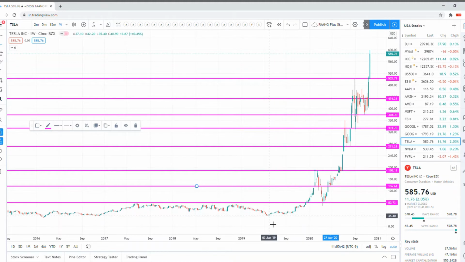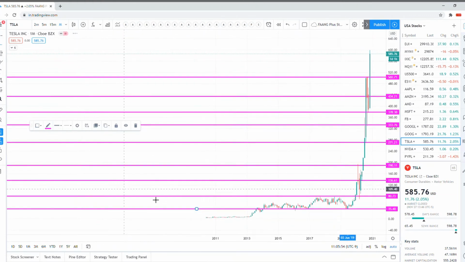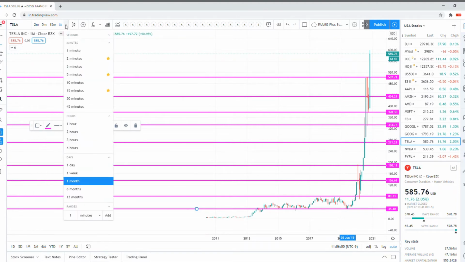I think we're pretty much done. I don't see Tesla going to 35, so we'll just have a look at the monthly chart. Yeah, that's it. So let's go back to the daily chart now.